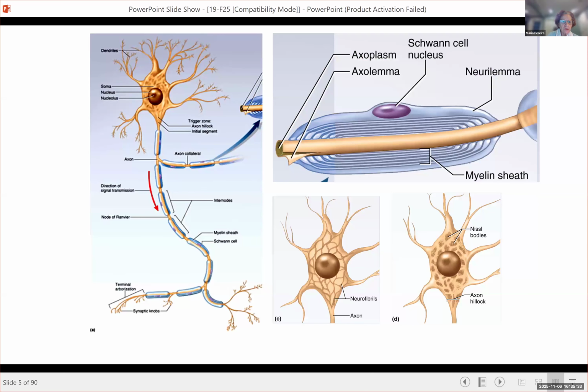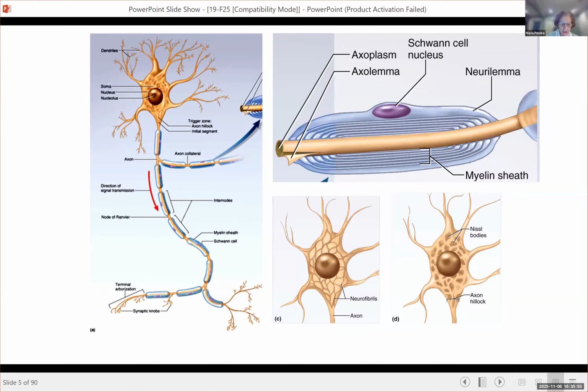Yes. So here you see another drawing of a neuron with the dendrites, and you see the Nissl bodies, these dark areas that contain ribosomes. And then you see here the trigger zone. Here's the axon. You see a collateral. And now here you see myelin.